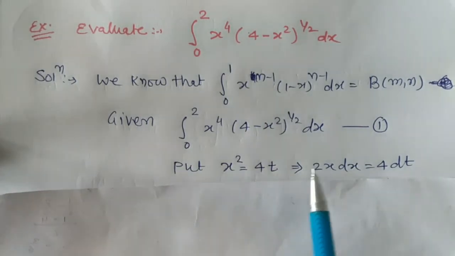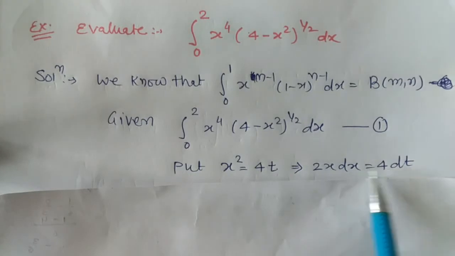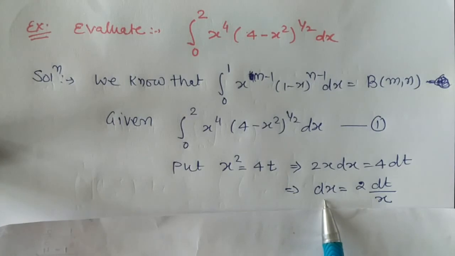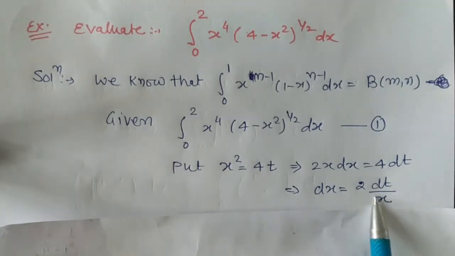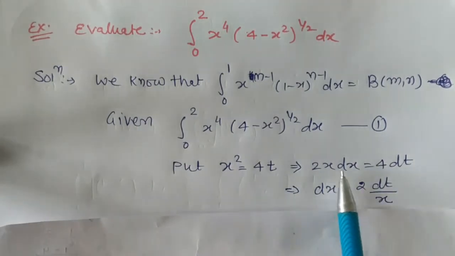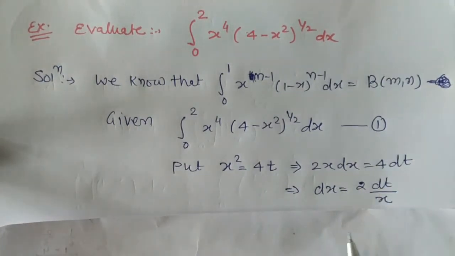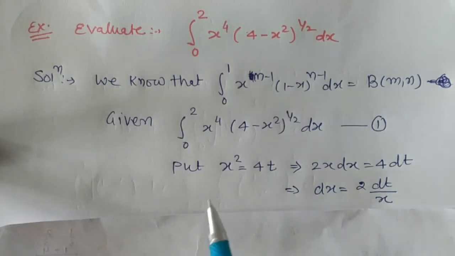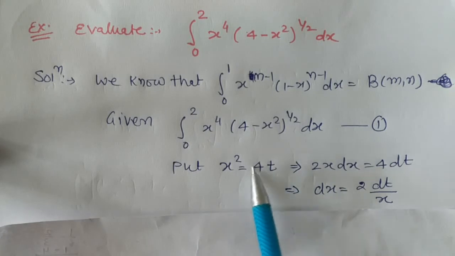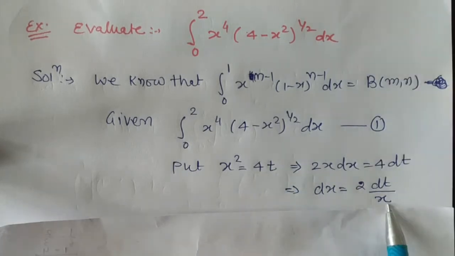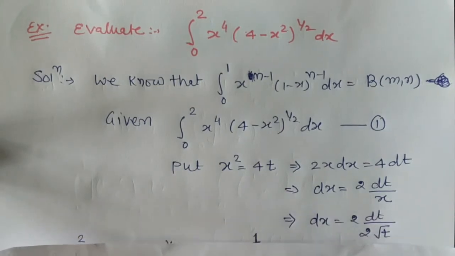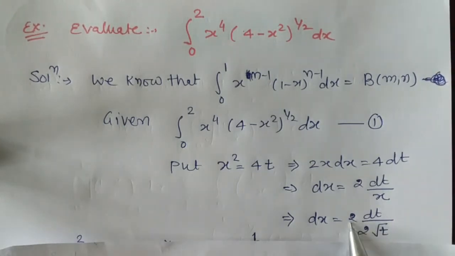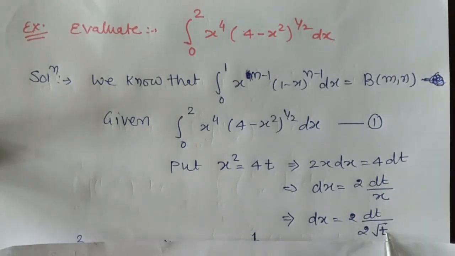Then we have 2x dx is equal to 4 dt by differentiation, which gives dx is equal to 2 dt by x. 2 to 4 cancel 2 times, then we have dx equal to 2 dt by x. Further, the value of x is x equal to 2 root t. So we put here x equal to 2 root t, then we get dx equal to 2 dt by 2 root t. So 2 to 2 cancel and we get dx equal to dt by root t.